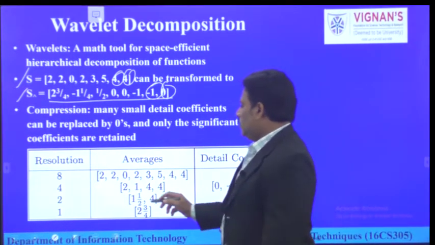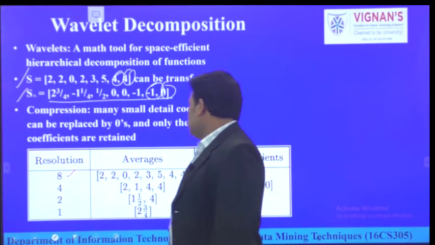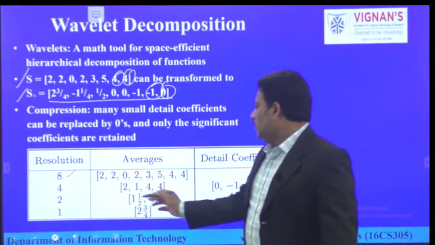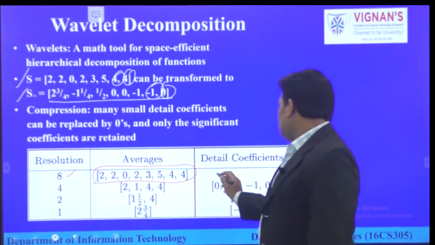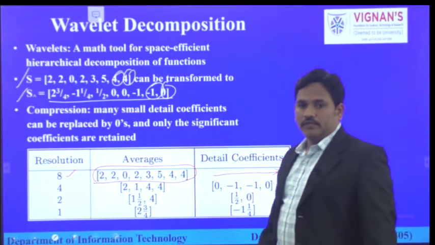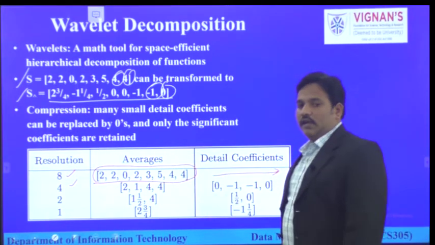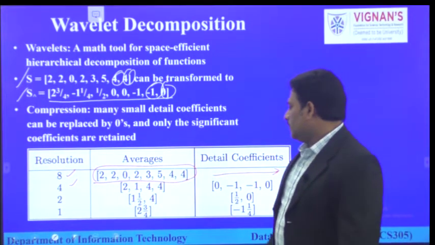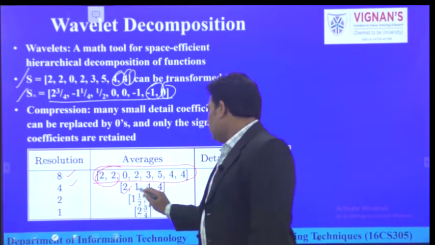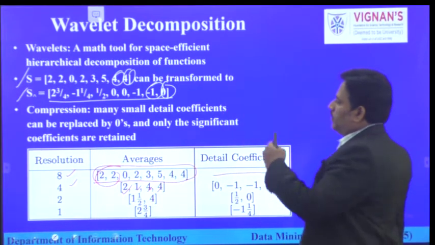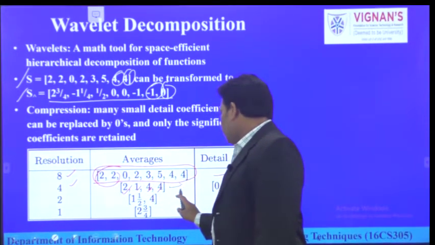Now with resolution 8, we got the average values of the given data, or you can say the given image, like this. Initially we have not applied any technique, so we won't get any coefficients here. When you go to the second iteration, the resolution is reduced to 4. That means among 8 values, we want to find the best 4 values. So from these, we derived 2, 1, 4, 4 as the output after applying the decomposition functions on the data.